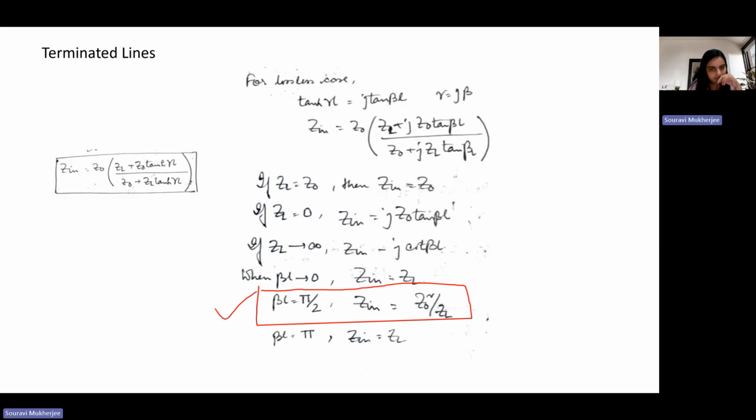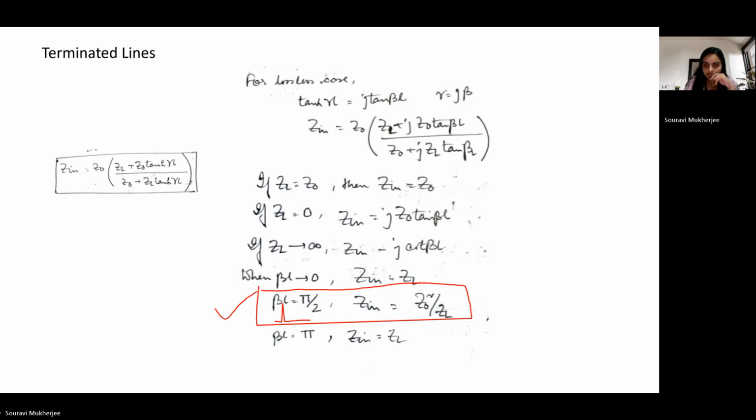Now let us try to solve some questions based on all that we discussed so far. Here it says that the input impedance of a short-circuited lossless transmission line of quarter wavelength. See, quarter wavelength means this condition, right? Quarter wavelength means the length of your transmission line is 1/4 of your wavelength. That is this condition here. Now here it says that we have to find the input impedance, that is Zin. And it says that for a lossless transmission line, lossless means R and G are 0.